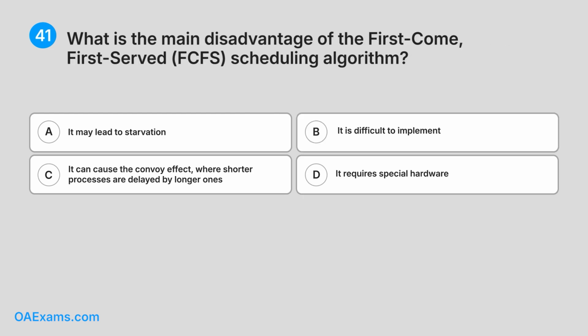41. What is the main disadvantage of the first come, first served (FCFS) scheduling algorithm? A. It may lead to starvation. B. It is difficult to implement. C. It can cause the convoy effect, where shorter processes are delayed by longer ones. D. It requires special hardware. What do you think is the answer?